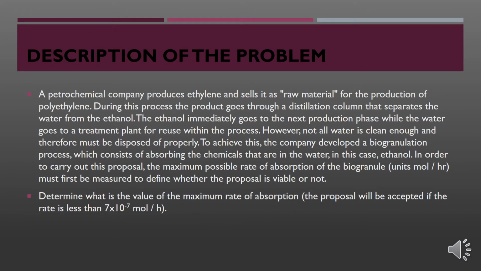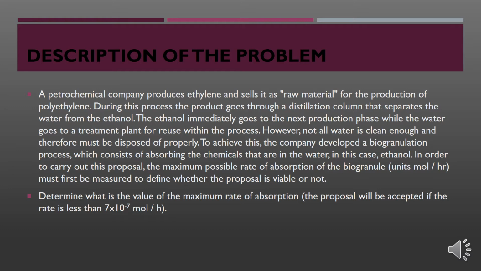So this is our problem. It says a petrochemical company produces ethylene and sells it as raw material for the production of polyethylene. During this process, the product goes through a distillation column that separates the water from the ethanol. The ethanol immediately goes to the next production phase, while the water goes to a treatment plant for reuse within the process. However, not all water is clean enough and therefore must be disposed of properly.